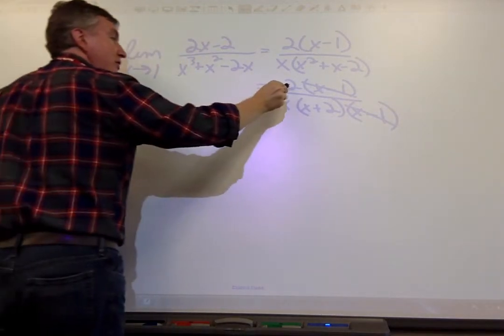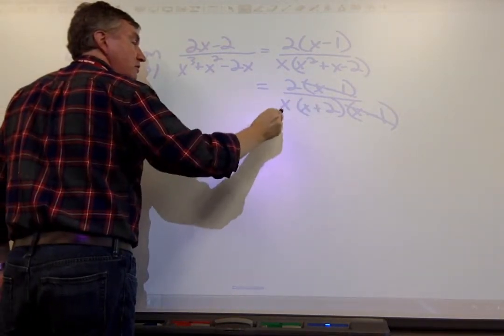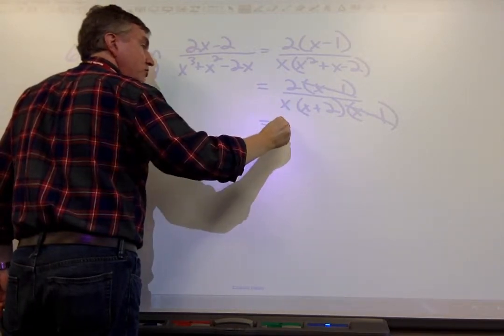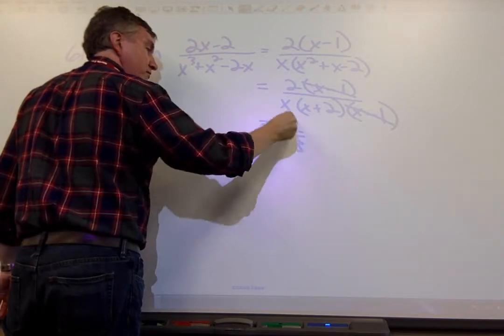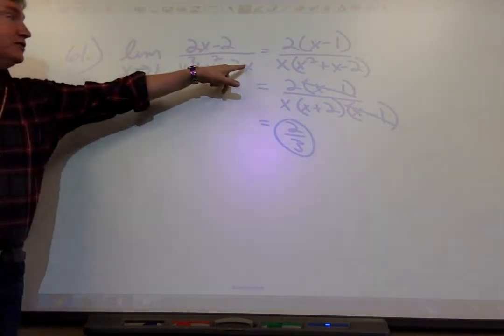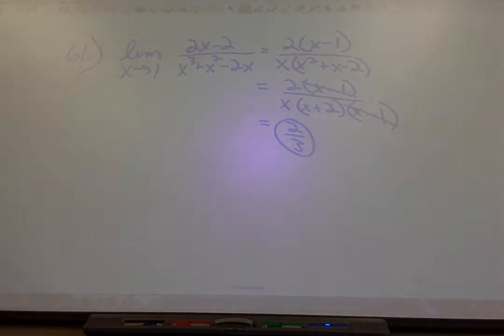And if I let x get close to 1 now, that would be 2 over 1 times 3. 2/3 would be my limit. Because before, if I just let x get close to 1 in this, it's a 0 denominator. It's indeterminate, 0 over 0 in fact. So that's the one where we have to algebraically work on it to make it work. Okay? It's a good one. Any other concerns before we finish this section?